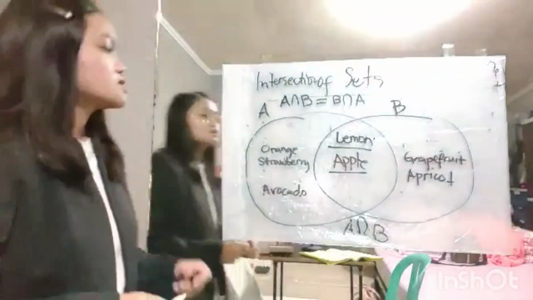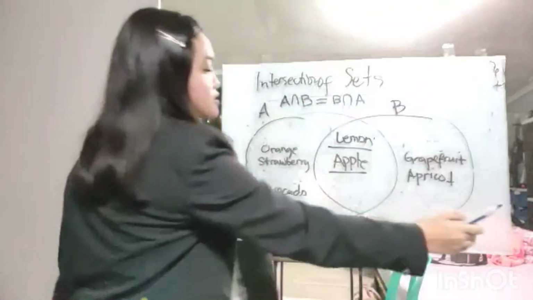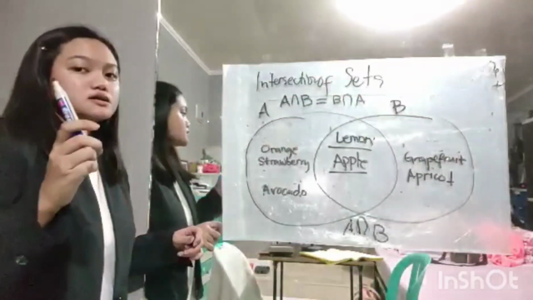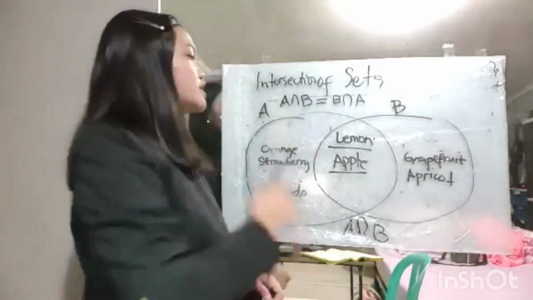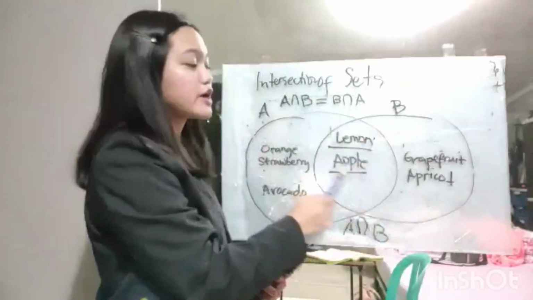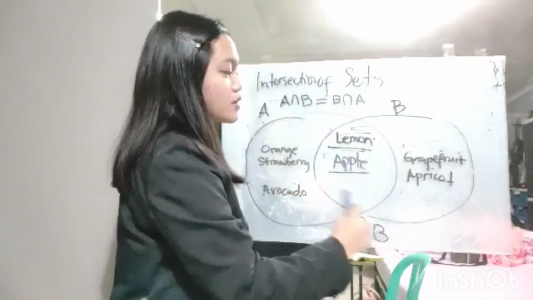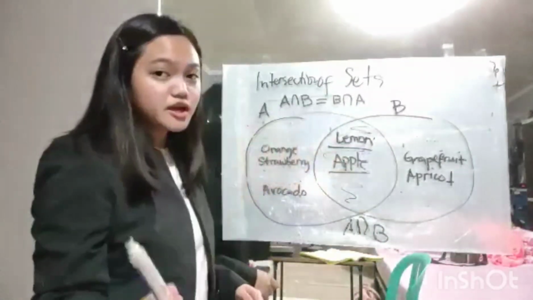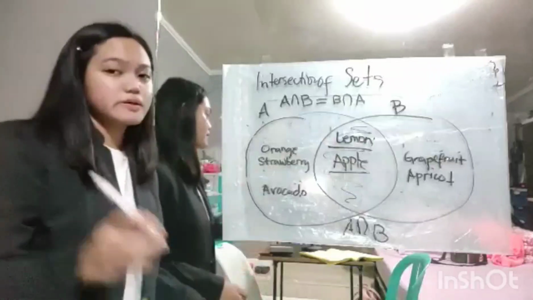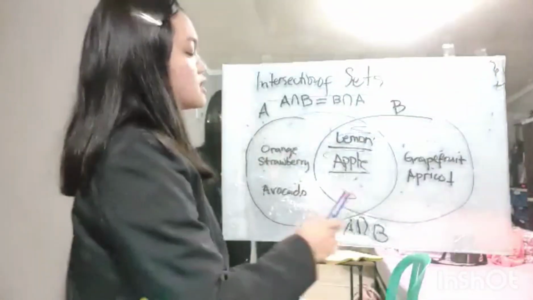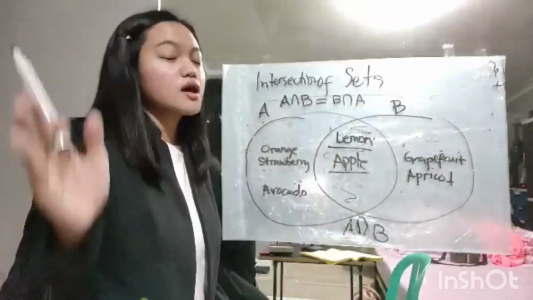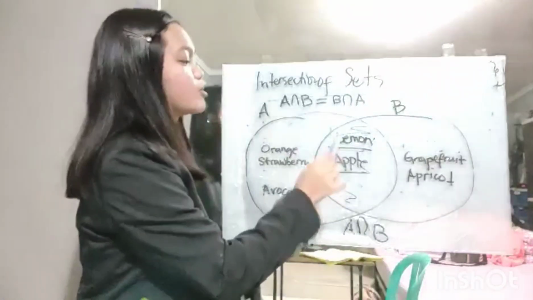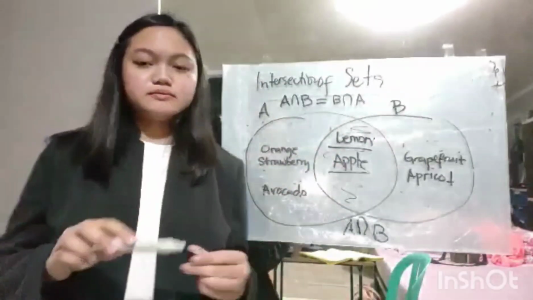This illustrates the intersection of A and B sets in a Venn diagram. Remember, there are two common members, lemon and apple.